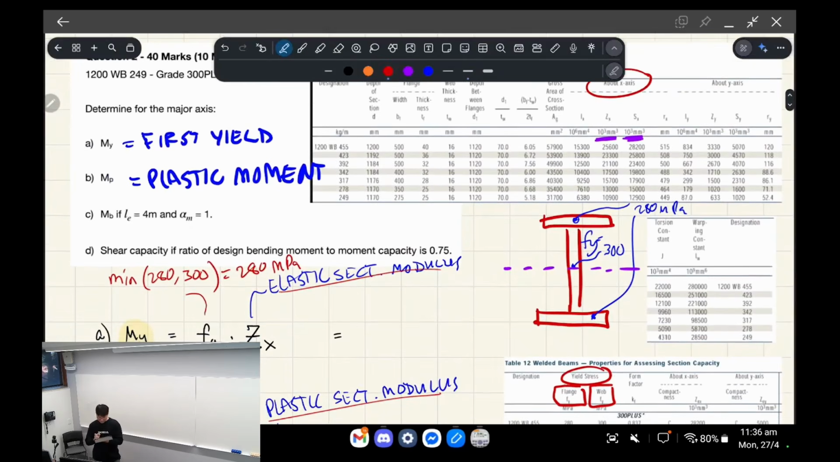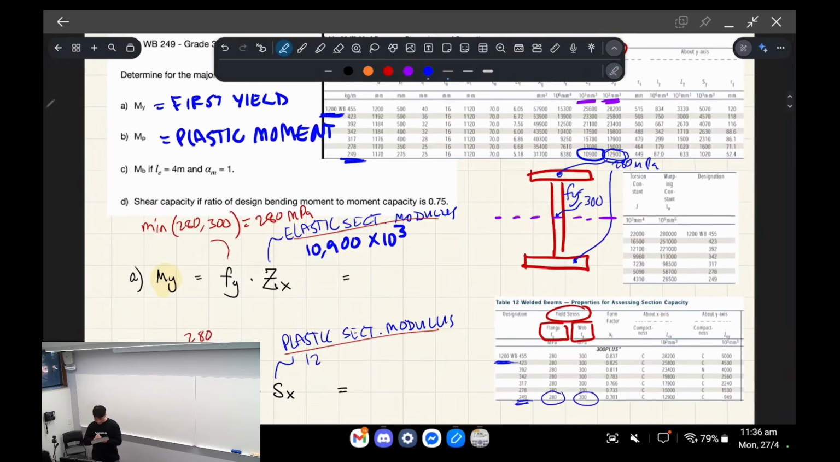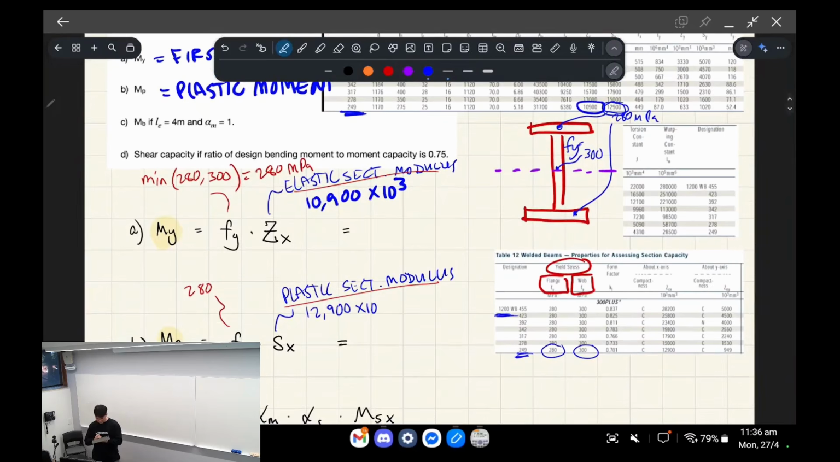So for the elastic section modulus, you can see for the smallest 1200 WB, we have 10,900 times 10 to the 3. Don't forget that. I did that in my practice calcs, getting the 10 to the 3. And then for SX, you have 12,900 rather. Okay, so it's like that. Yeah, you multiply these together.